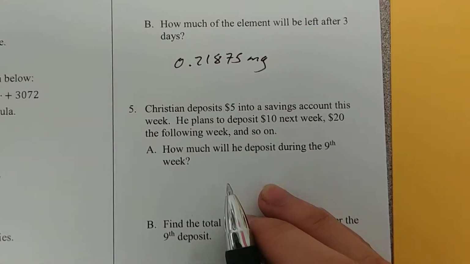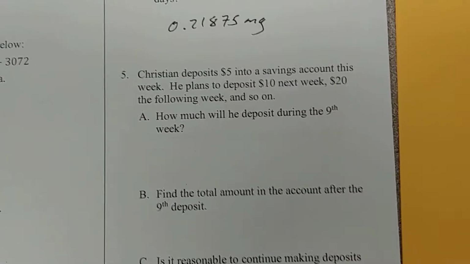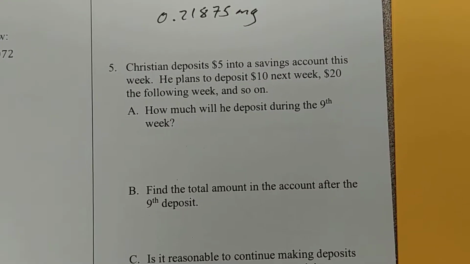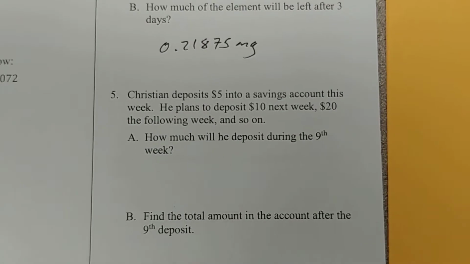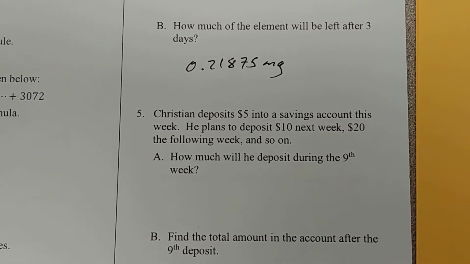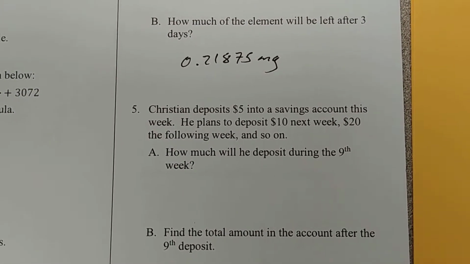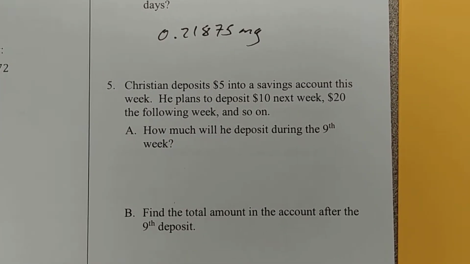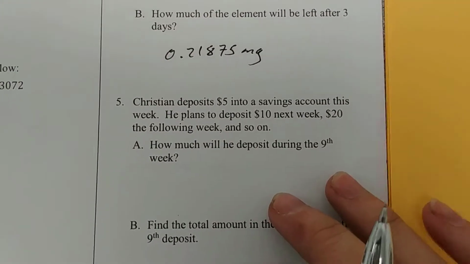All right, that's the half-life problem. Now let me do another problem with a geometric sequence. Christian deposits $5 into a savings account this week. He plans to deposit $10 next week, then $20 the following week, and so on and so forth. How much will he deposit during the 9th week? We're not adding anything. We just want to know how much money he's going to deposit the 9th week.